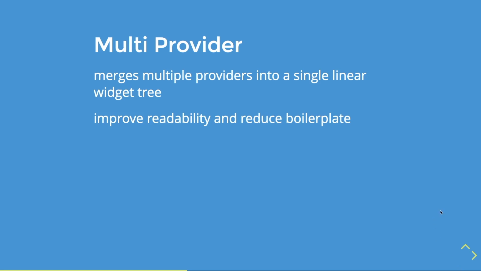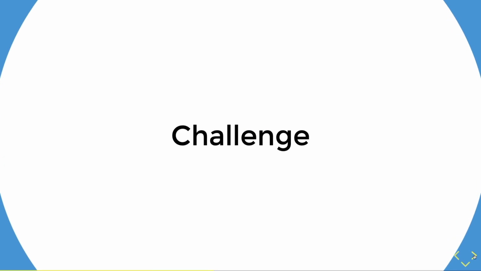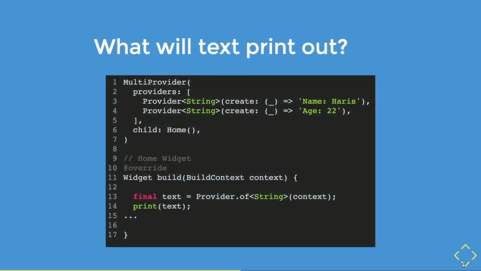With this newfound knowledge, I have a challenge for you. We have a simple MultiProvider that has two providers over here. The first provider returns a string that is basically my name, Haris, and it has a type String. And we also have another provider that has a type String that returns the age, which is factually not true actually. Now, if I were to create a final variable that references the type String of a provider, what do you think the variable would print out?